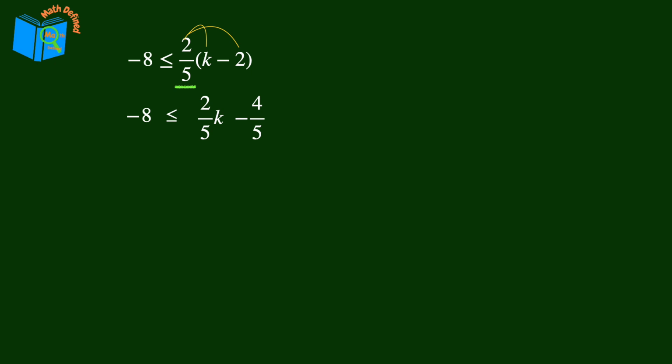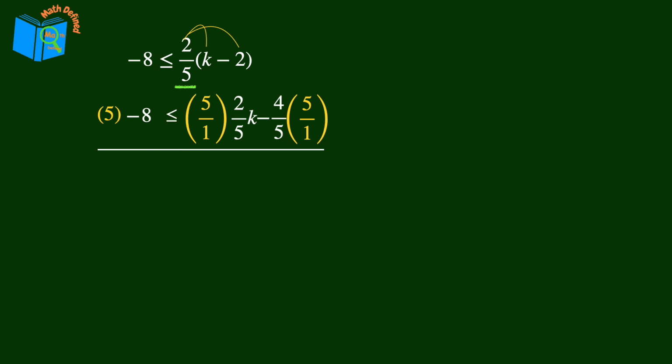So now we have this pair of fractions, and most people do not like working with fractions, so let's get rid of them. Since both of the fractions have the same denominator, we can multiply each term in the inequality by 5. We can simplify the right side by canceling out the 5's, leaving 2k minus 4. On the left side, 5 times negative 8 is negative 40, giving us negative 40 is less than or equal to 2k minus 4. Next, to isolate k, we will add 4 to both sides.